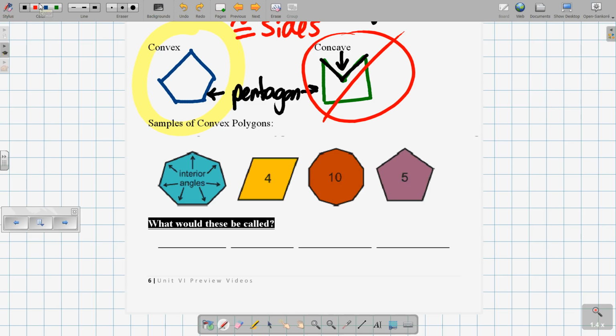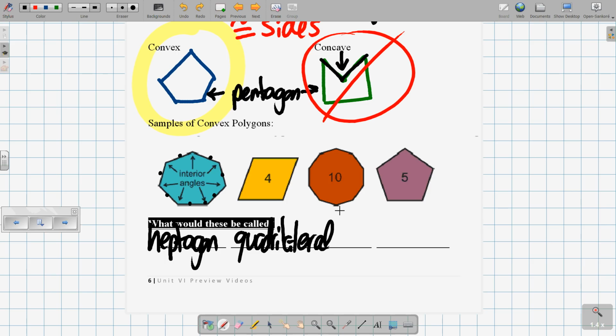Let's name these. One, two, three, 4, 5, 6, 7. This is a heptagon. Always physically touch sides as you count them. Touch and count.